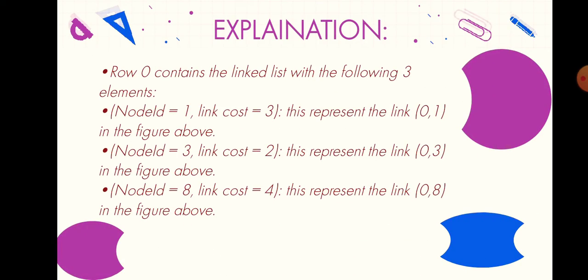For the explanation, row 0 contains a linked list with the following three elements. First, nodeID equals 1, link cost equals 3, which represents the link between 0 and 1. Second, nodeID equals 3, link cost equals 2, which represents the link between 0 and 3 in the figure above. Third, nodeID equals 8, link cost equals 4, which represents the link between 0 and 8 in the figure above.